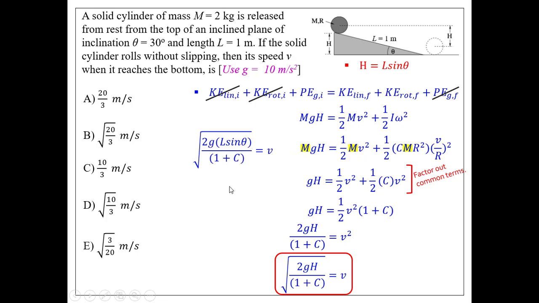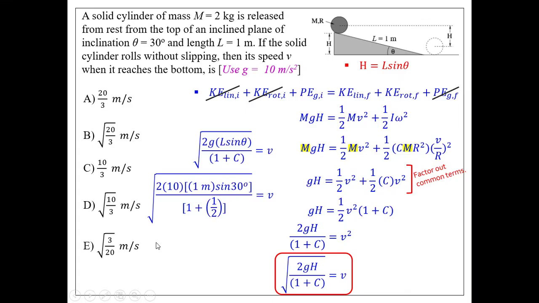And now I'm just going to plug in stuff that I know. Okay. The problem states that you want to use g as 10 meters per second squared. I think they just want to keep all these answers nice. So instead of having a decimal, 10 is just a nice number. Okay. The length is given as 1. That's 1 meter there. And then sine of 30 degrees. Okay. And sine of 30 is just a half. And then the coefficient for a solid cylinder rotating about a center of mass is just 1/2. That's where this 1/2 is from.